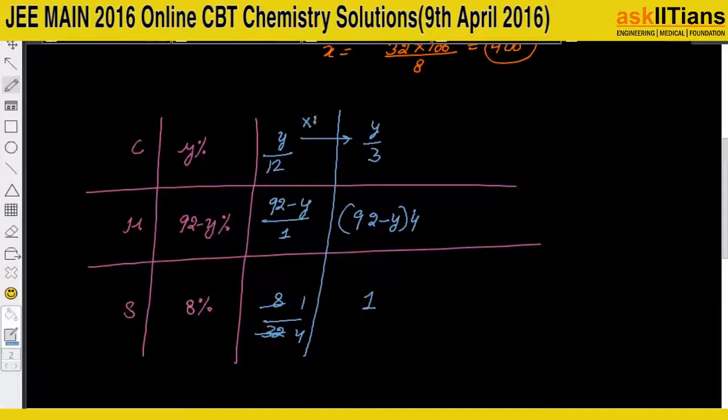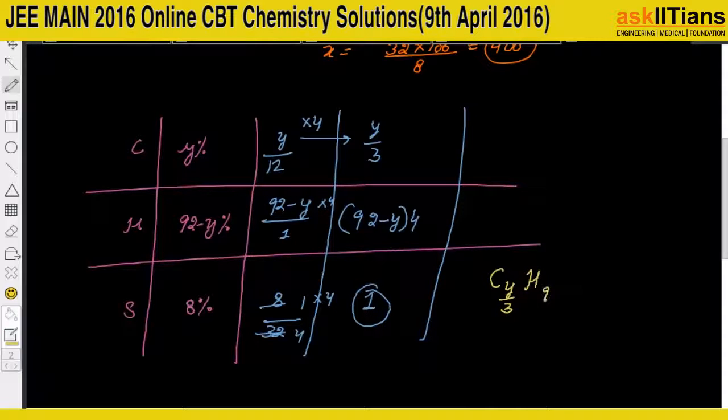So if I multiply it with 4, it becomes Y by 3. If I multiply it with 4, it becomes 92 minus Y by 4, and if I multiply it with 4, I get 1. Now why have I made it 1? Because the percentage of sulfur has to be given. Now the formula of the compound will become C times Y by 3, hydrogen 92 minus Y into 4, and sulfur 1.